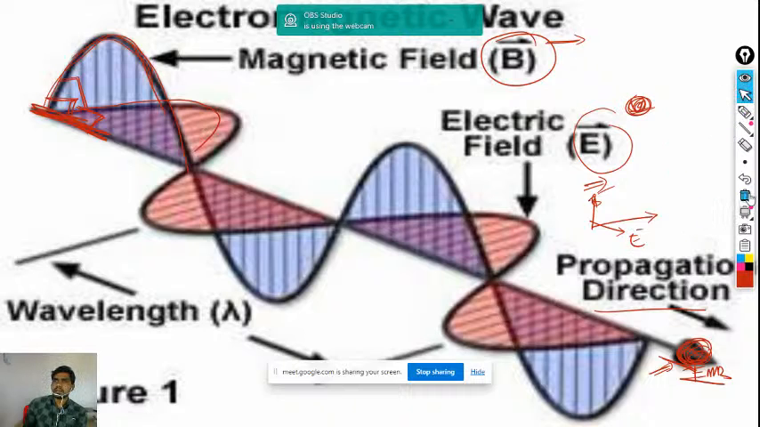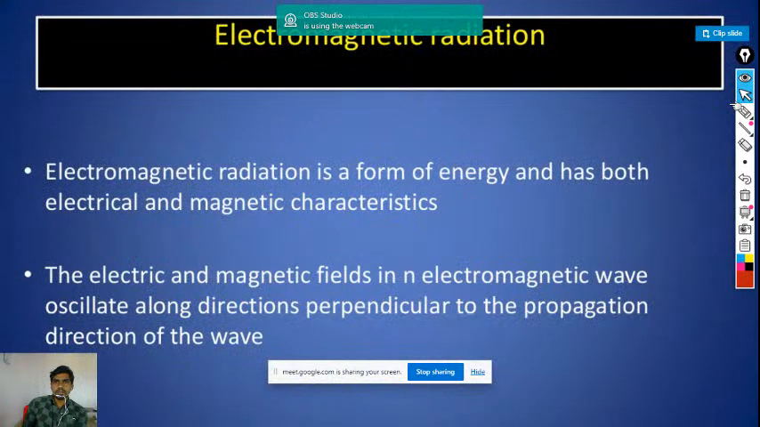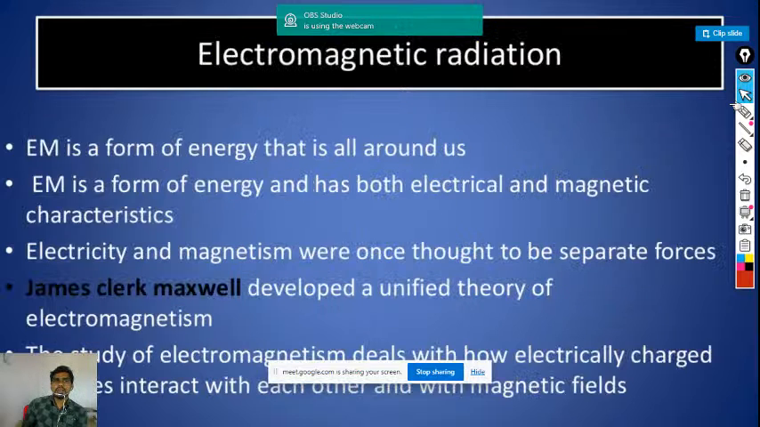So this is going to interact with the material. That interaction we will be going to study in the spectroscopy. These are the definition about the electromagnetic radiation. This is the history of electromagnetic radiation, you can read out.